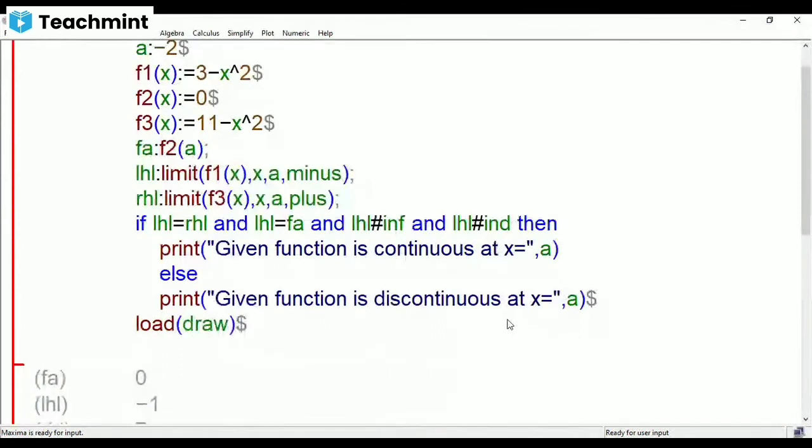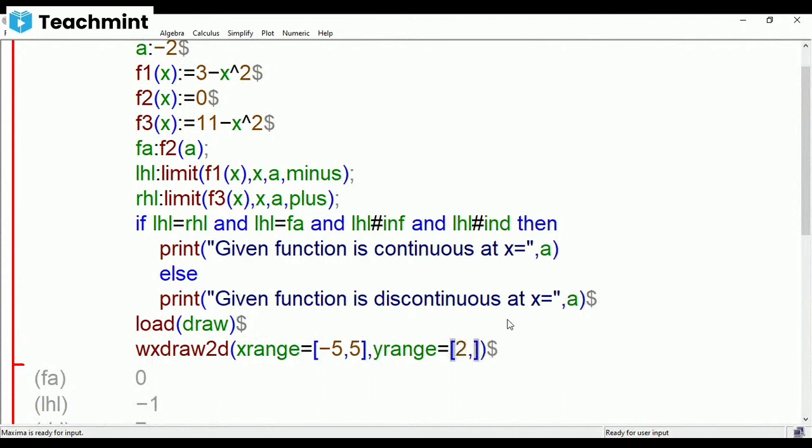Right? Load, draw, wx, draw 2D. Within simple bracket, you have to write everything. What is that? First, you need to write x range. X range equal to that given, from -5 to +5. Okay, comma, y range equal to how much we had given. Y range is from where to where?